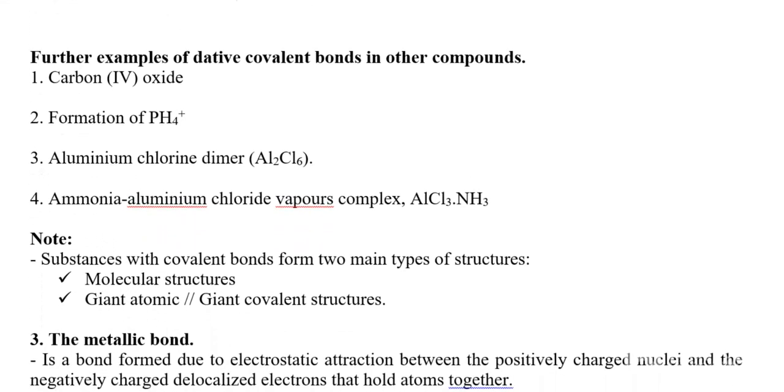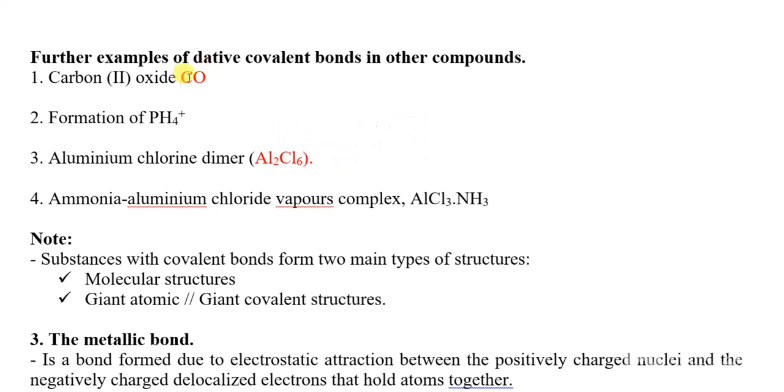A further example of dative bonding is carbon 2 oxide, and not carbon 4 oxide. Carbon 2 oxide is the only odd one out. This one you have to master. Carbon 2 oxide will undergo dative bonding. Except carbon 2 oxide and aluminum chloride, which is a dimer, these are the two compounds which will undergo dative bonding, unlike the rest.